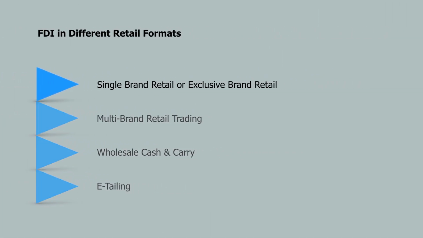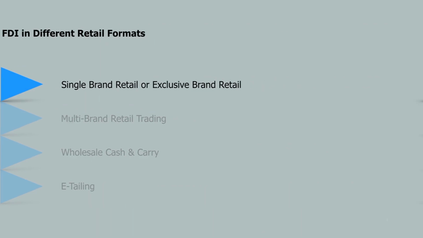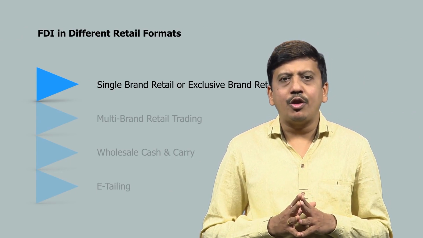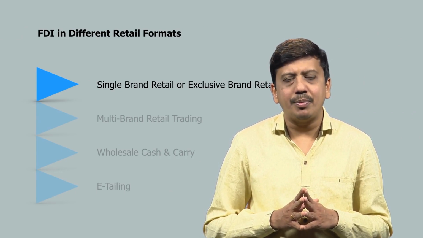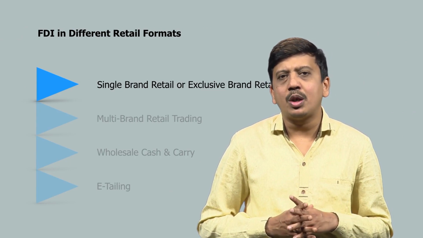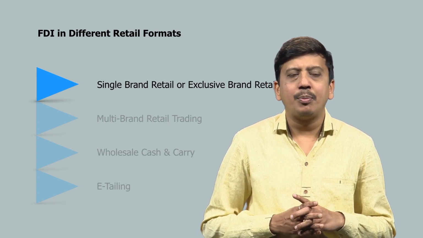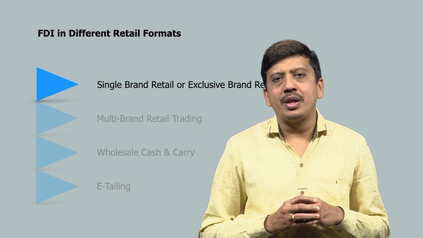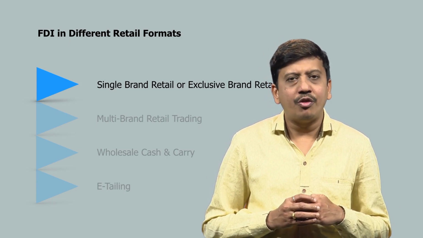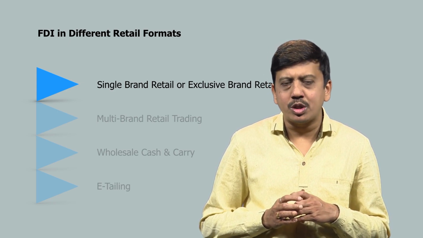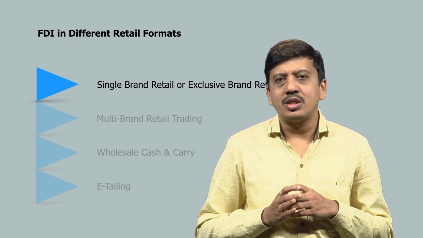The first one is FDI in single brand retail or exclusive brand retail. In January 2006, the announcement by the Government of India permitted foreign companies to own up to 51% of FDI in single brand retail, according to the Department of Industry Policy and Promotion (DIPP) report 2010. Since then, a total of 94 proposals have been received till May 2010, of which 57 proposals were approved by the Department of Industry Policy and Promotion (DIPP) in 2010.